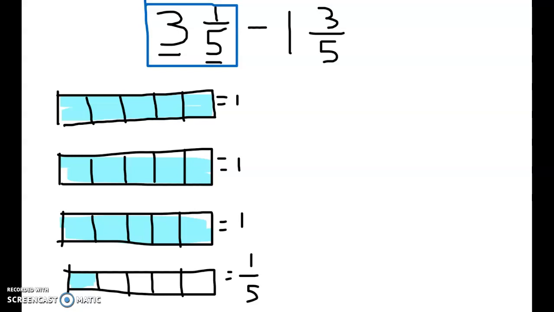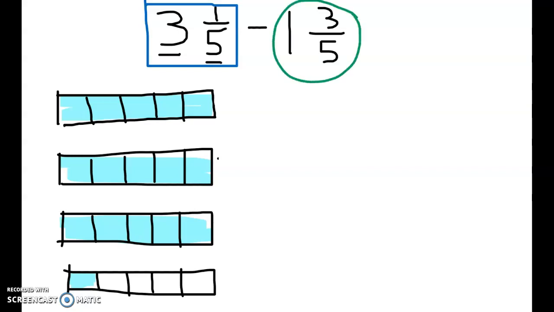Now, what I need to do is I need to take away my 1 and 3/5. So this I am taking away from my 3 and 1/5. And I can do that just by crossing off. Let's start with our wholes. I'm crossing off 1 whole. So I can take this whole thing right here and cross it off. It's gone. That's a whole because it's all shaded in.